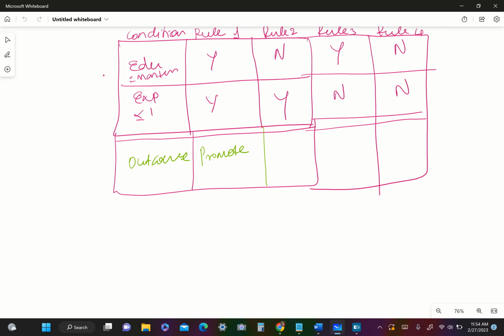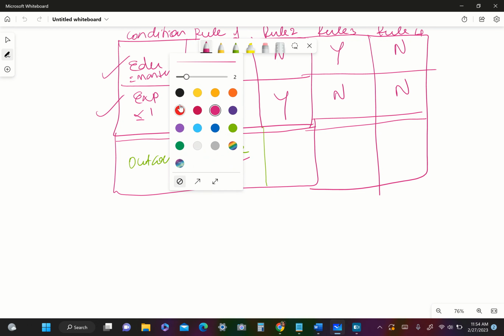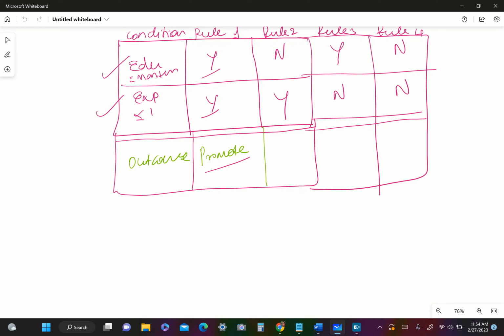So here we are simplifying it, saying education is equal to masters and experience is less than or equal to 1. Okay, are these two conditions met? In this first situation, both are met, which means we promote. In all other conditions, one of them is not met, which means don't promote. Okay, so the result could be just a condition that says you're not promoted.